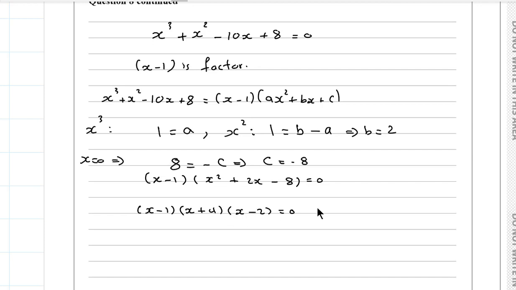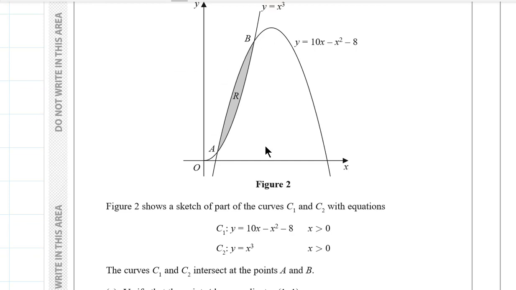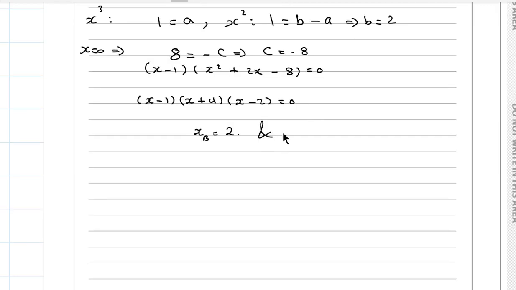And don't forget that all the graph was in the positive part of x, right? So we have x equal 1 for the point A, and so x for B should be 2. Look at the figure here, B is in the positive part of x, and also in the equations x is positive in both curves. And y equals x cubed, so it will be 2 to the power 3, which is 8. So the coordinates of B will be 2 and 8.